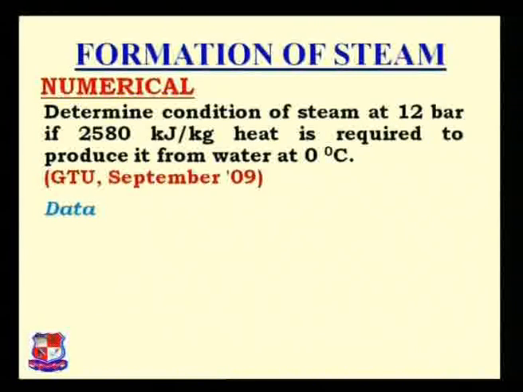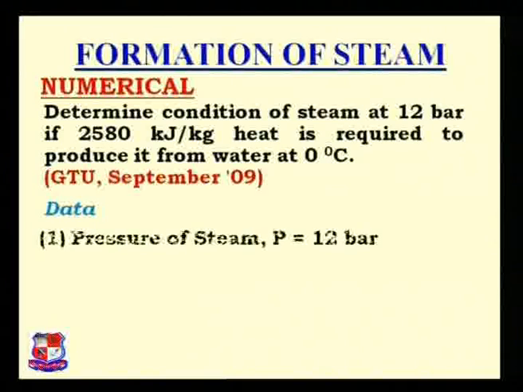As we have discussed, to solve the problem correctly, we have to read the problem again and extract the correct data they have given us. So let us read the problem again. Determine the condition of steam, means we have to determine whether the steam is saturated liquid, wet steam, dry steam, or superheated steam. At 12 bar pressure, it means they have given us the data that the pressure of steam is 12 bar.